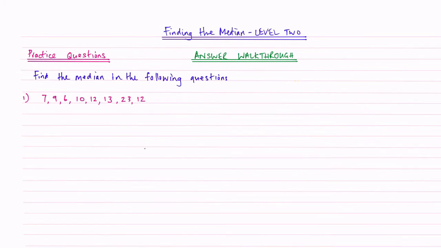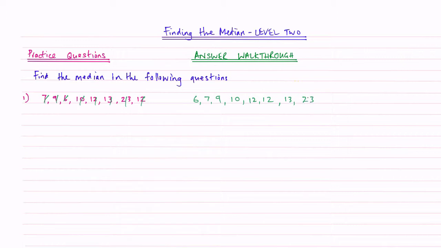Right, here is the full answer walkthrough for question 1. So we're going to go ahead and put these in numerical order. So my first one is a 6, then I have a 7, a 9, then I've got a 10, 2 12s, a 13, and a 23.